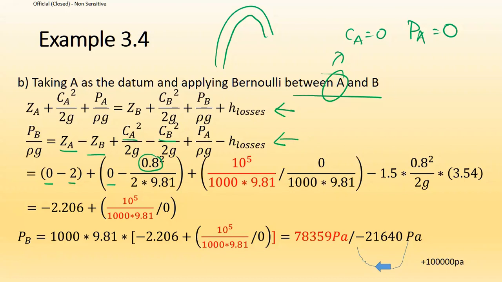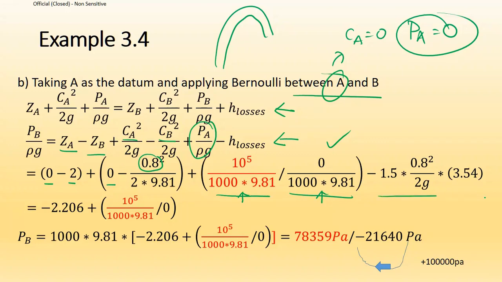Next, for PA, I've given two options here because two options are possible. You can either choose to use the absolute value, which is 10 to the power 5, because it's atmosphere, or you can choose to use PA as gauge. This is the better option because it's 0. We'll see the consequence of that. So we'll just put in the values, everything.